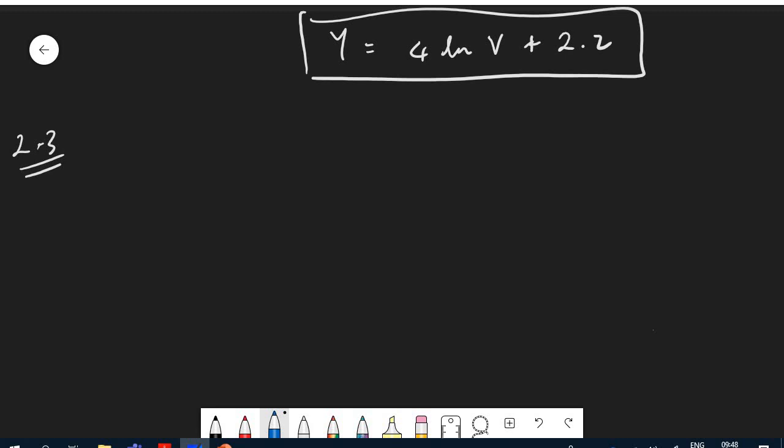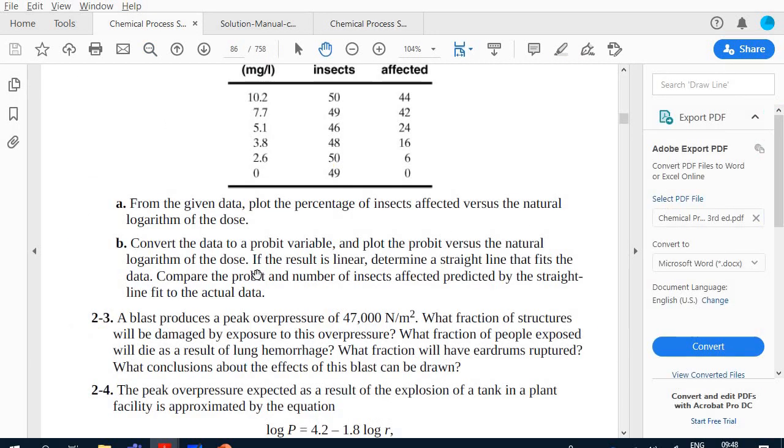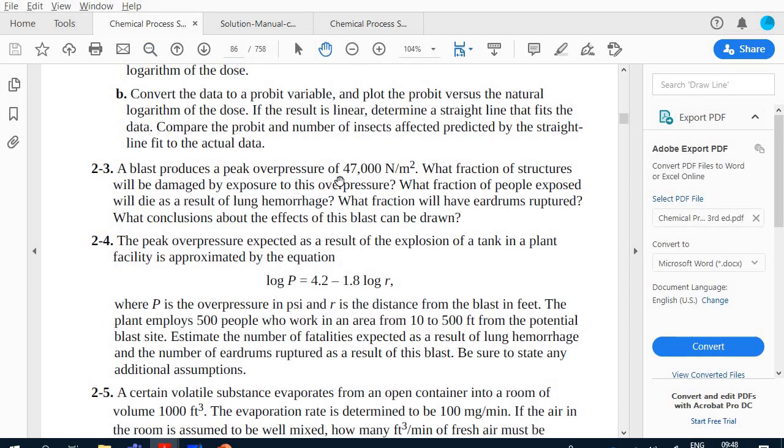Going now to problem 2.3, we are going to find the beauty here. A blast produces a peak overpressure of 47,000 Newton per meter square. So this is Pascal, so 47,000 Pascal. We have a peak overpressure. What fraction of structures will be damaged? So what will be damaged from around that blast by exposure to this overpressure?